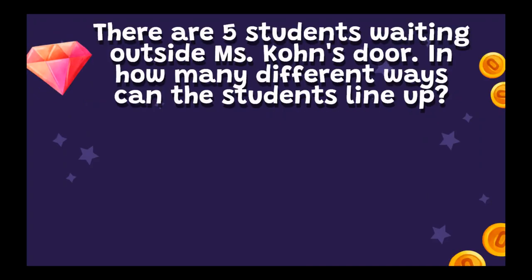So there are 5 students waiting outside my door. In how many different ways can the students line up? So let's think about this. If they're lining up, for the first position that's closest to the door, you have 5 different people that could be there, right? So then one person steps in line, and now we have 4 left. And then we have 3 people left who could take that position. And then we have 2 people left. And then we have 1 person left.